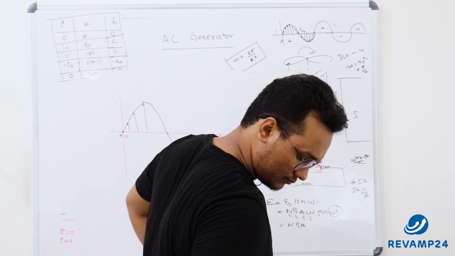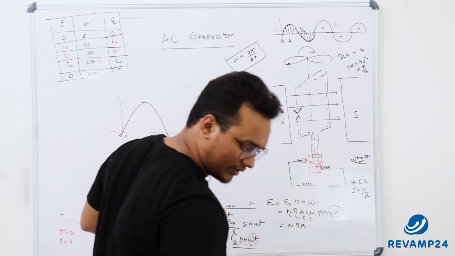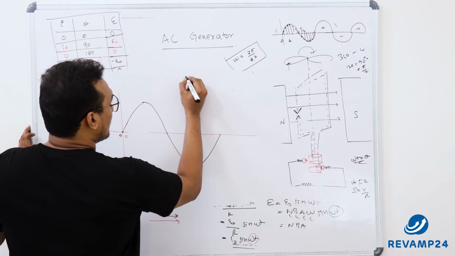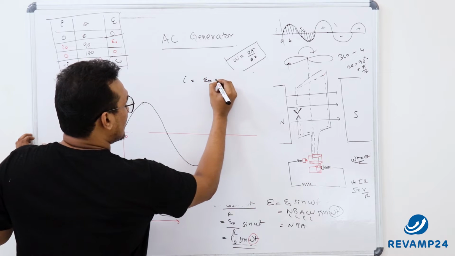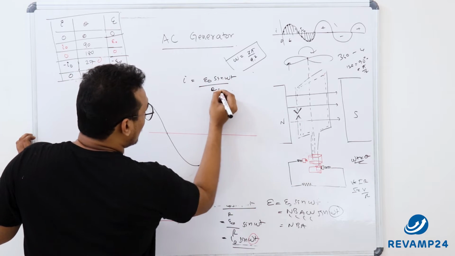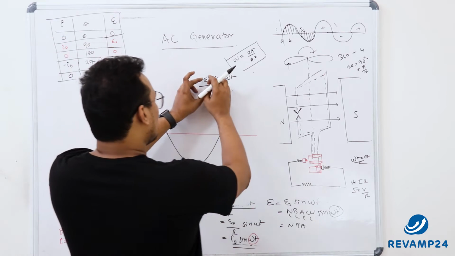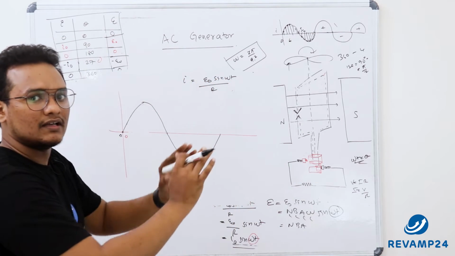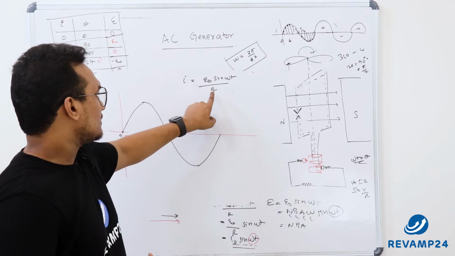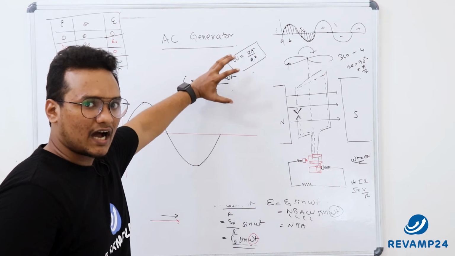Okay, now how to get the value of current? The value of current is voltage E0 sin omega t divided by R, we know. The value of R will always be greater than 1. So when we divide a value by a value greater than 1, the total value decreases. Just consider that the value of resistance is 2. Now it will be just half the value.